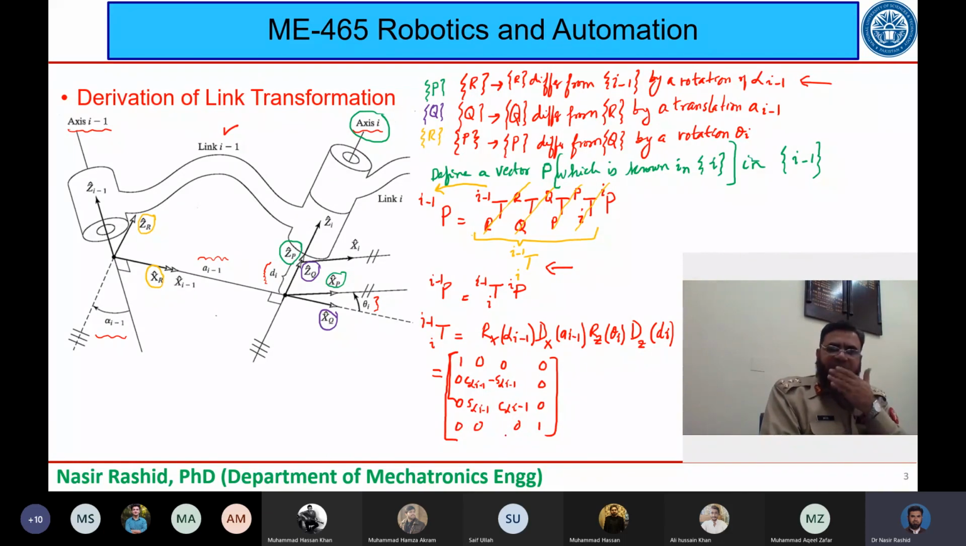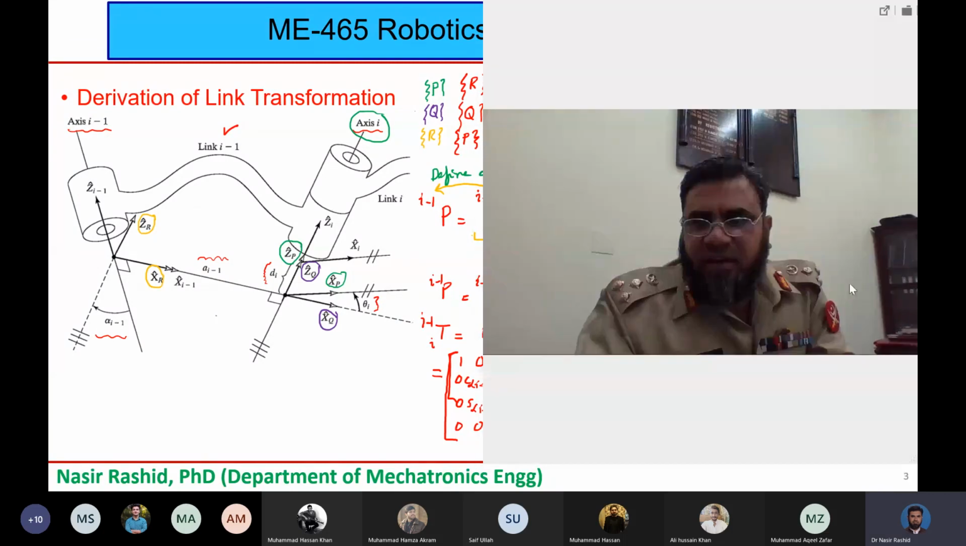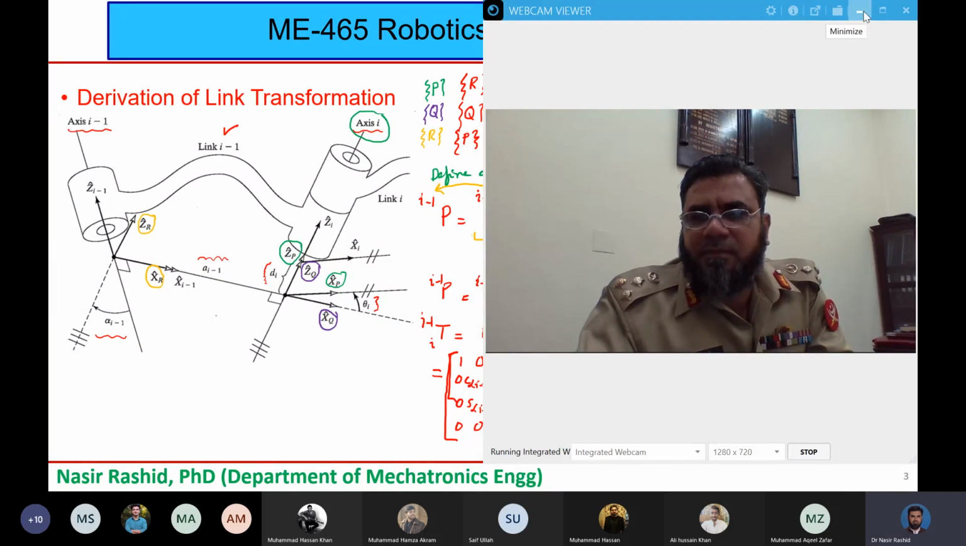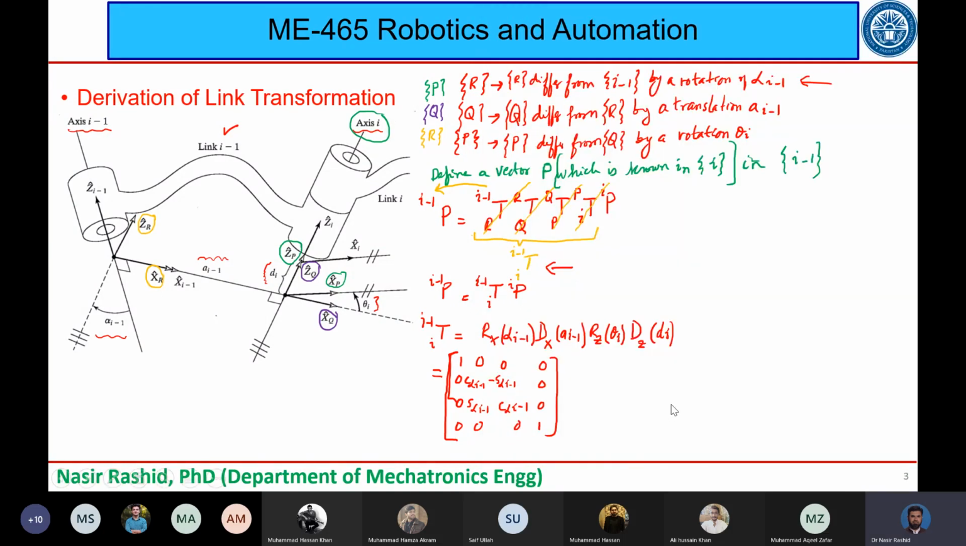Next is the translation in x-axis by a distance a_{i-1}. So let me just take this away for a while so that I may write it down here.